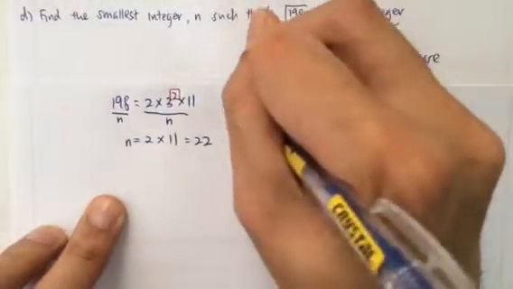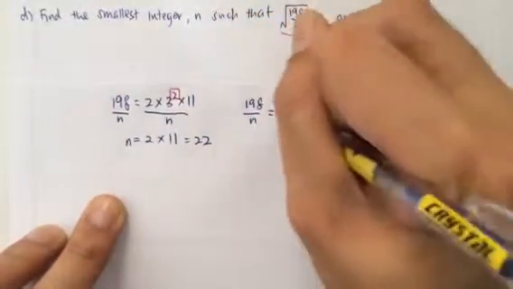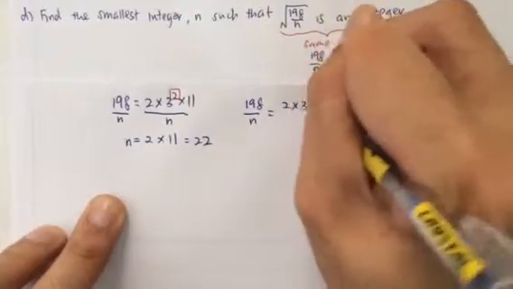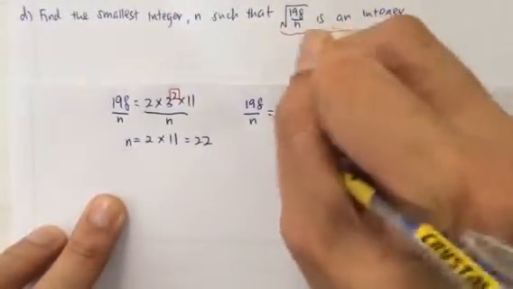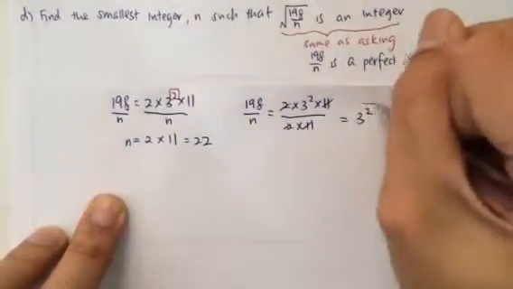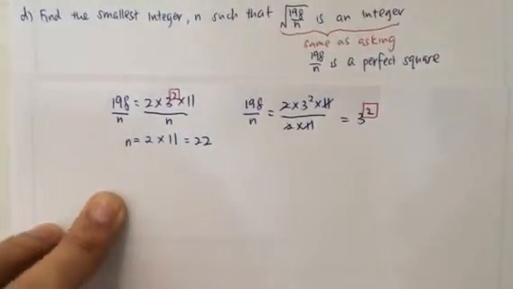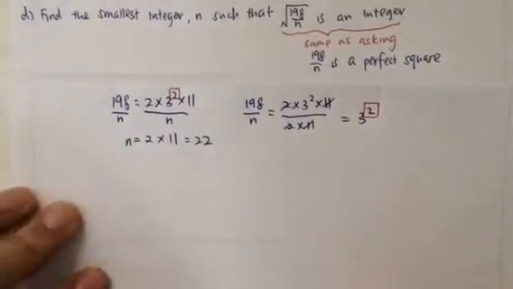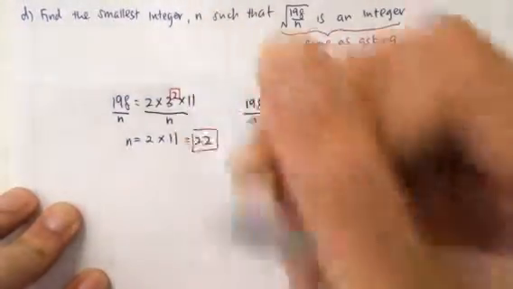You can double check that 198 over n will give you 2 times 3 square times 11. If n is 2 times 11, you have 3 square. And 3 square is a multiple of 2. So my answer for question D will be 22.